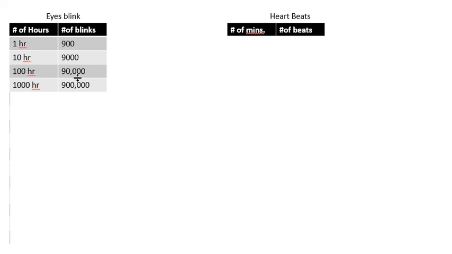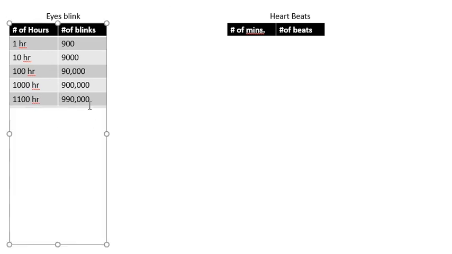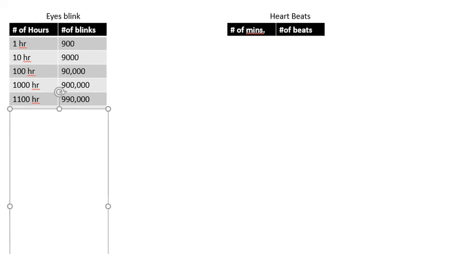We coincidentally have two numbers here that when you add them come very close to a million. So 900,000 plus 90,000 is 990,000. So if in 1,000 hours it takes 900,000 blinks, and in 100 hours it's 90,000 blinks, in 1,100 hours we would get about 990,000 blinks. So that's pretty close. So our estimate here could be 1,100 hours is the amount of time it takes for 990,000 blinks. And because that's pretty close to a million, we can leave it at that.